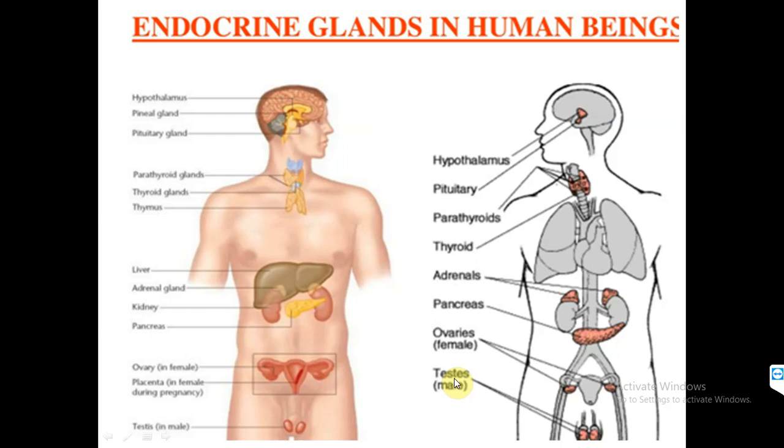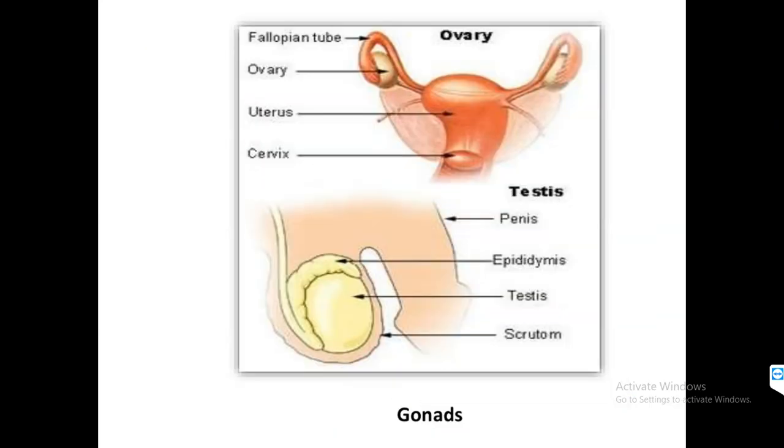What is testosterone responsible for? It is responsible for the growth and development of the male secondary sexual characters. In the diagram you can see the location of the testes and ovary. If there is deficiency of testosterone, it will develop into undersexed individuals whose masculine characters are not properly developed. Then estrogen is responsible for the development of secondary sexual characters in females, and if there is deficiency it will also result in underdeveloped females.